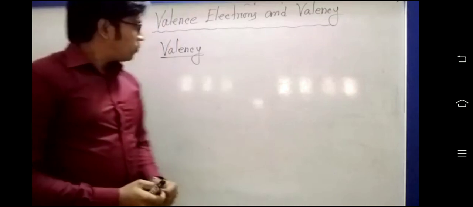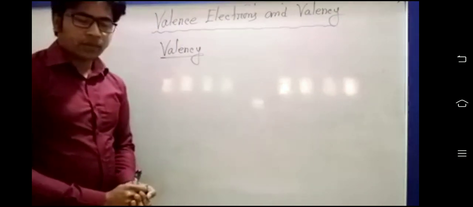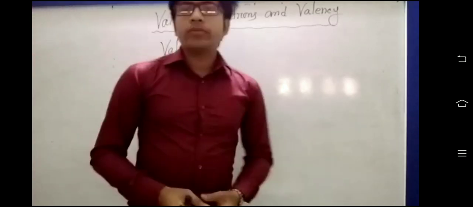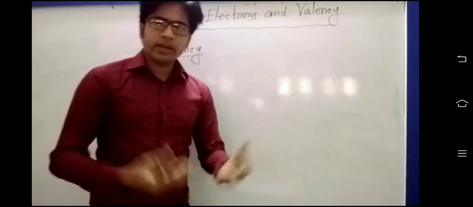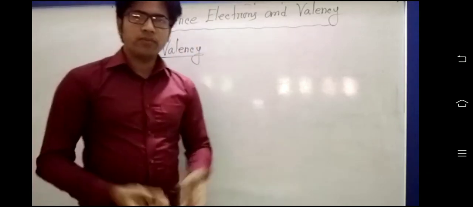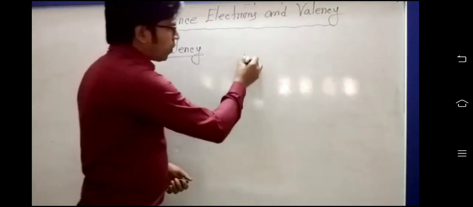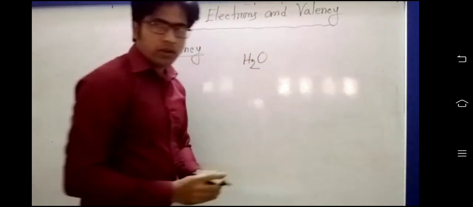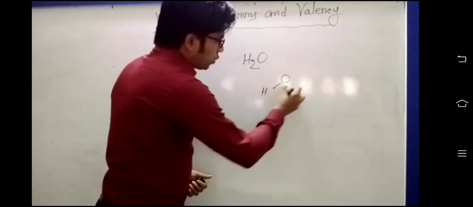Now we will learn about valency. What is valency? We know different kinds of elements connect with other elements or atoms, and they form bonds to make molecules. Look here, H2O. This is the molecule of water. Here, one oxygen is connected with 2 hydrogens.